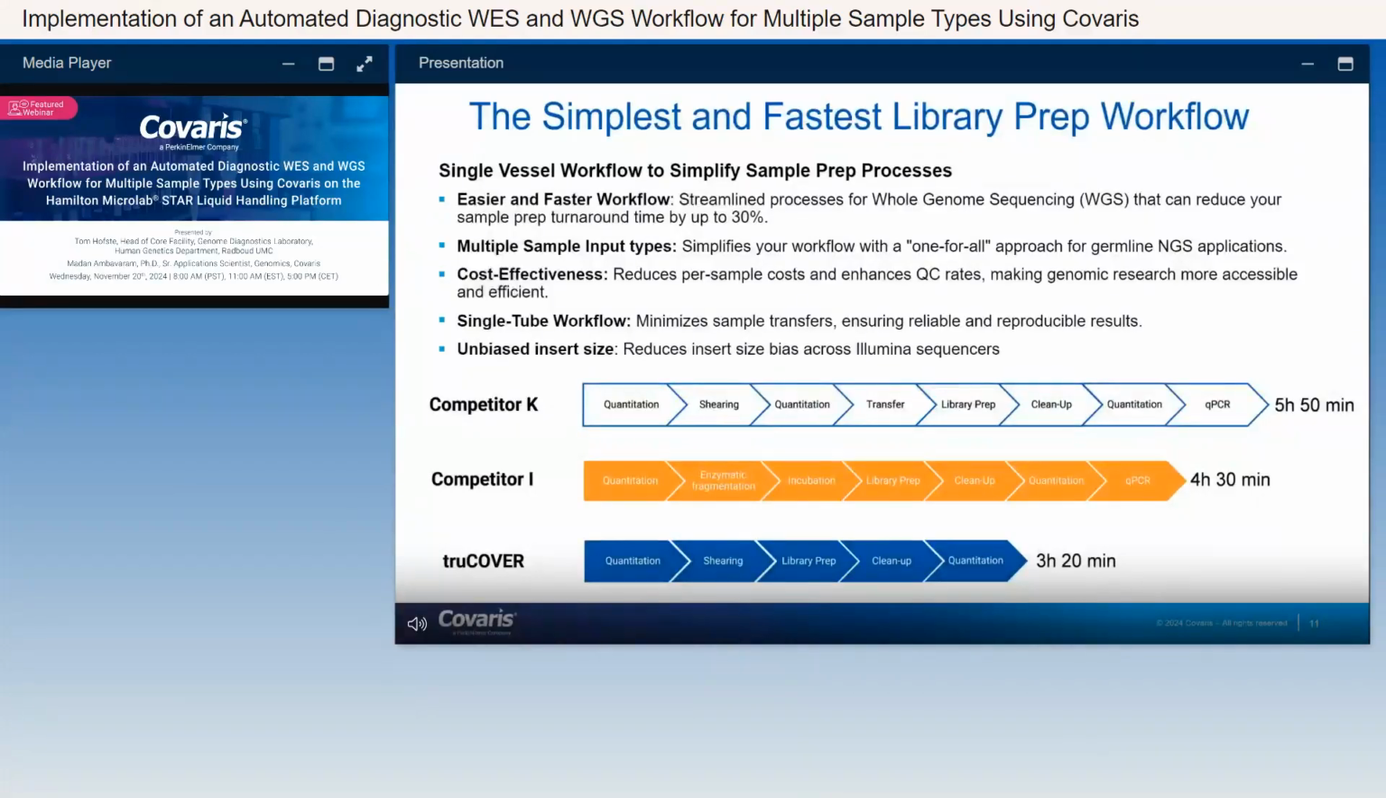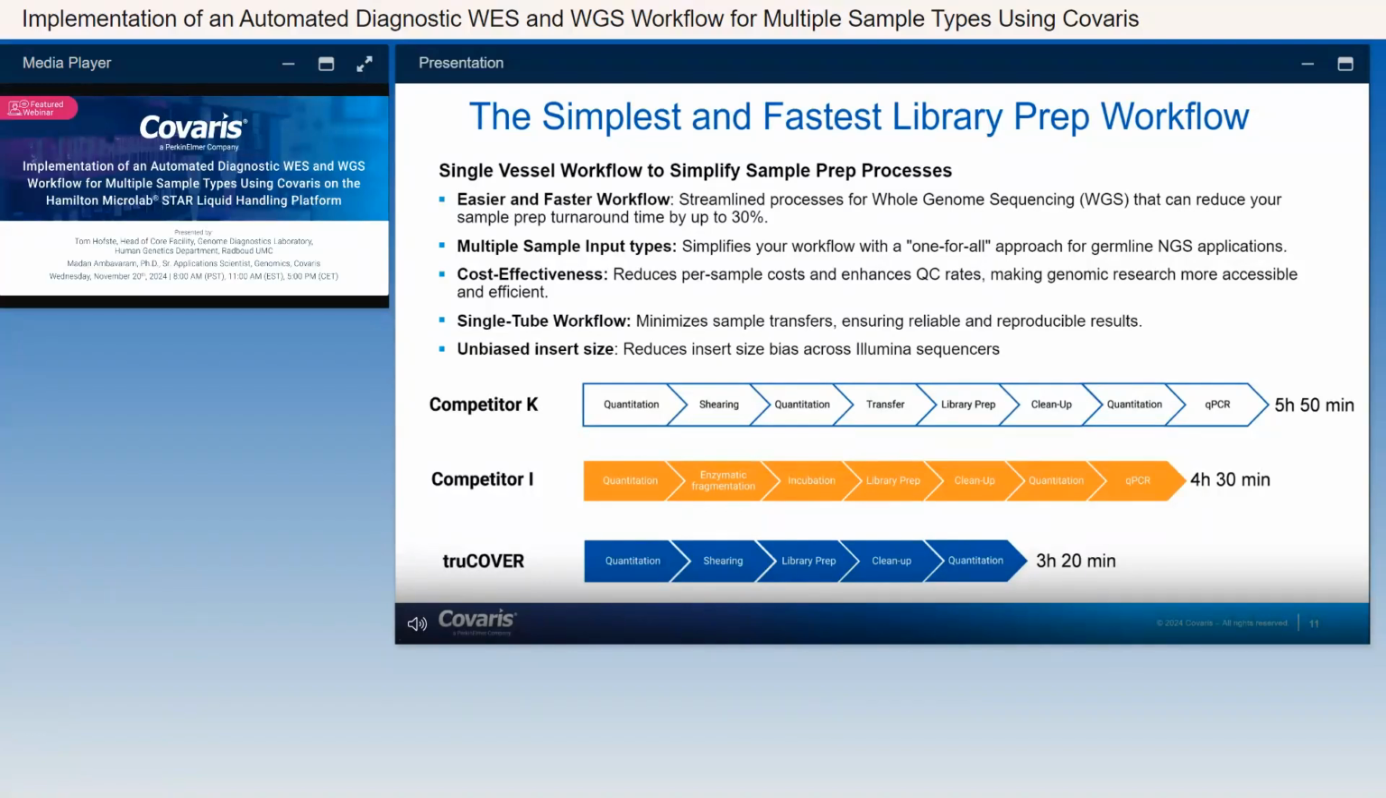As mentioned here, the TrueCover library prep kit offers the simplest and fastest workflow for whole genome sequencing. Let me highlight its key features. Number one, an easier and faster workflow, meaning a streamlined whole genome sequencing library preparation process which can reduce turnaround time by up to 30%.